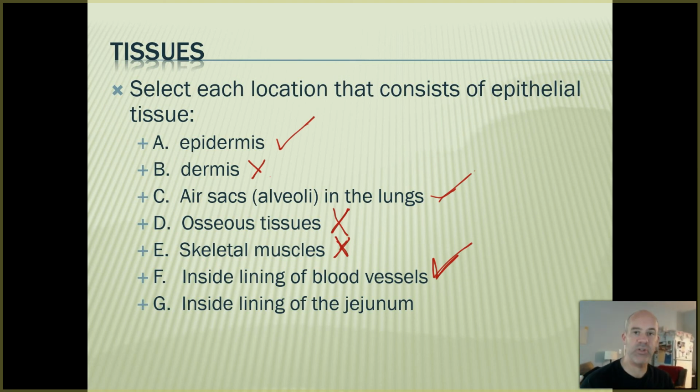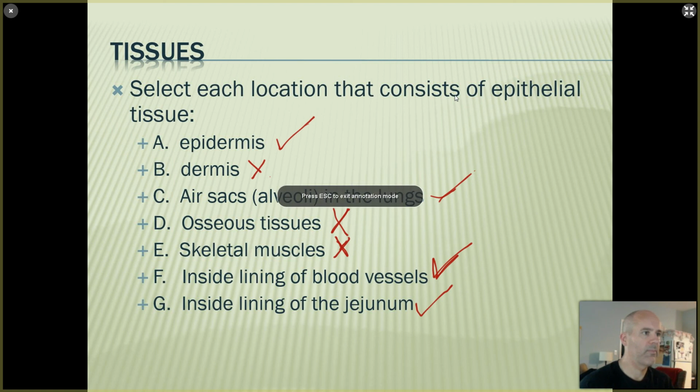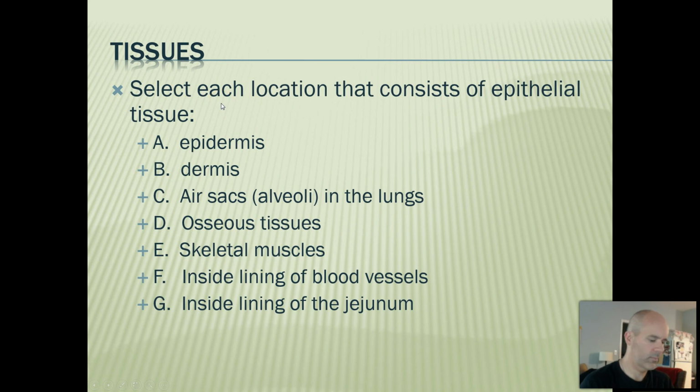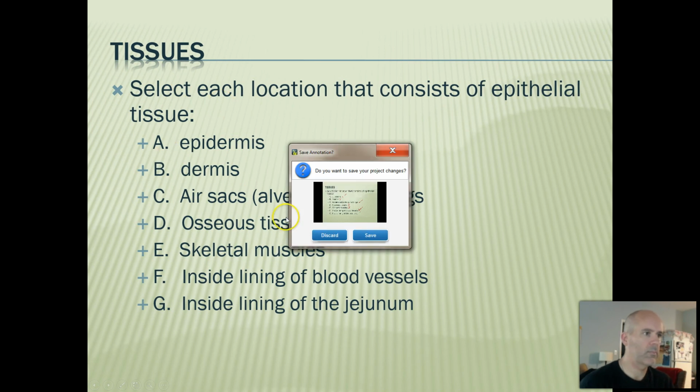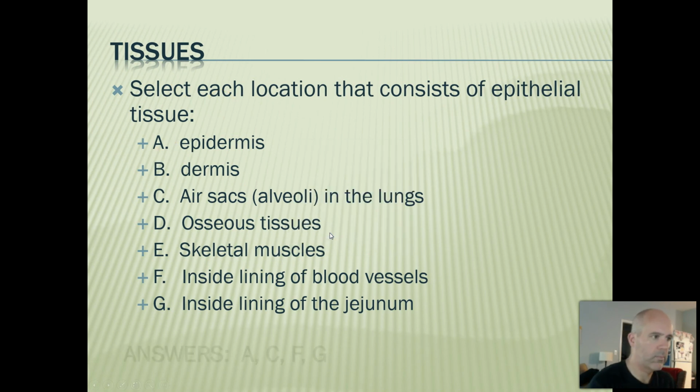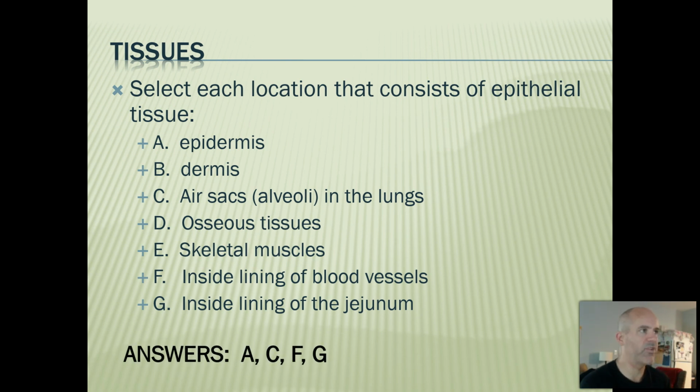Inside lining of the jejunum. Do you remember where the jejunum is located? That's that little second section of the small intestine. And again, yes, you have an inner lining in there, and that's going to be composed of an epithelial tissue. Okay, answers A, C, F, and G.